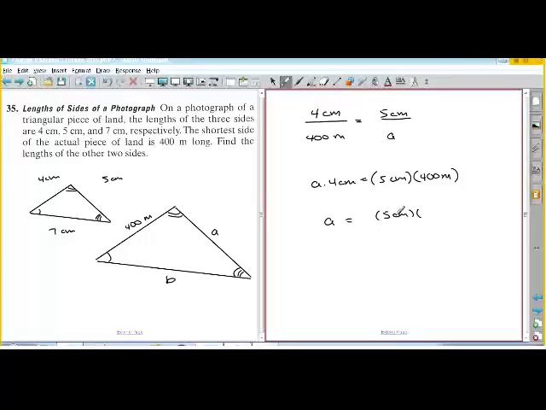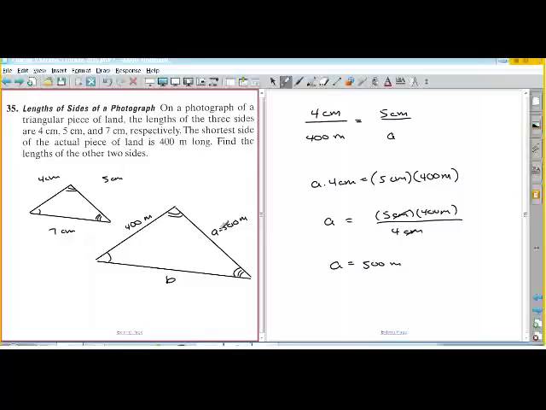And then I divide both sides by 4 centimeters. So the centimeter units cancel out. And that leaves me with meters, which is what I would have expected. And if you do the calculation, you'll get 500 meters. Because 400 divided by 4 is 100. 100 times 5 is 500. So this one's going to be 500 meters. And you can almost figure B is going to be 700 meters. It's just a scaling factor of multiplying this by 100.